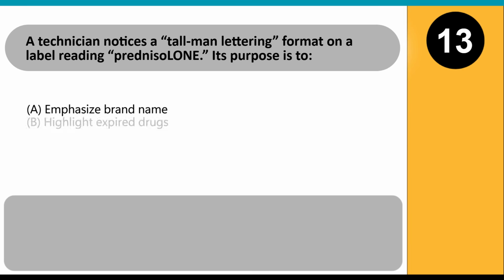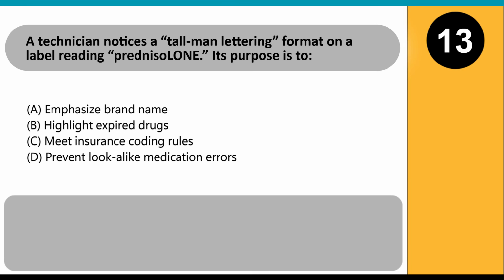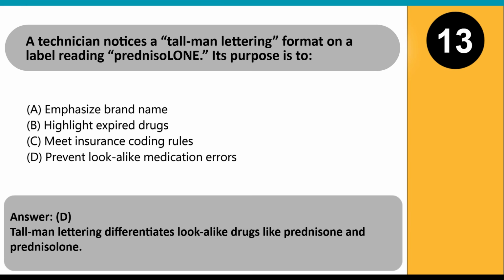A technician notices tall man lettering format on a label reading prednisolone. Its purpose is to: A. Emphasize brand name. B. Highlight expired drugs. C. Meet insurance coding rules. D. Prevent lookalike medication errors. Answer: D. Tall man lettering differentiates lookalike drugs like prednisone and prednisolone.